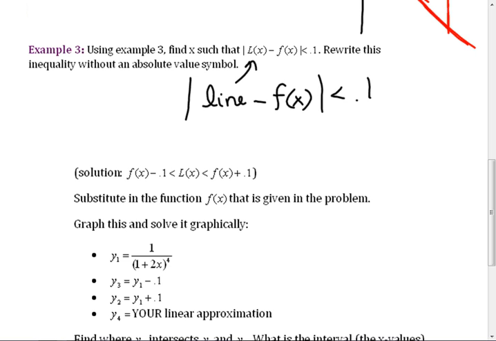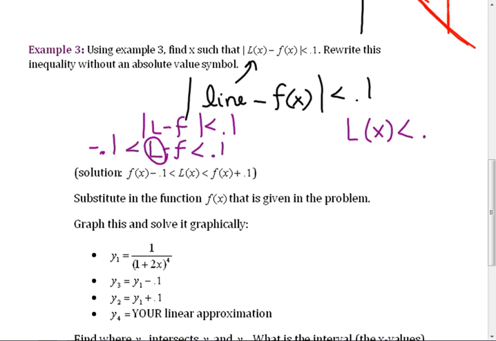So I have the absolute value of L minus F is less than 0.1. That's what I did in this line, but you may not see it. Now, do you remember how to solve an absolute value inequality? L minus F is going to be between 0.1 and negative 0.1. And then I'm going to solve this for L. So I'm going to add f of x to both sides, so that my linear approximation, L of x, is going to be between 0.1 plus f of x and, whoops, f of x minus 0.1.